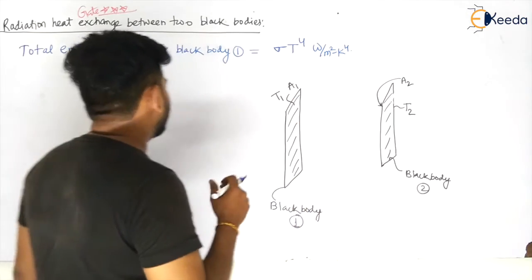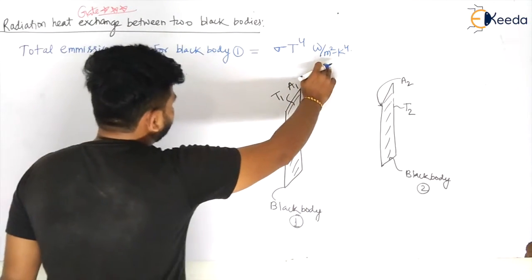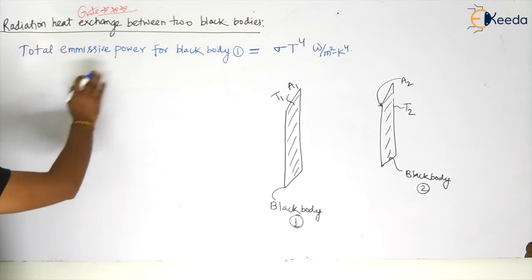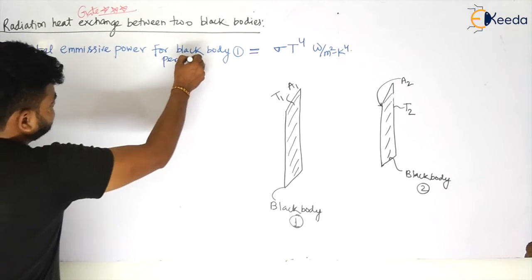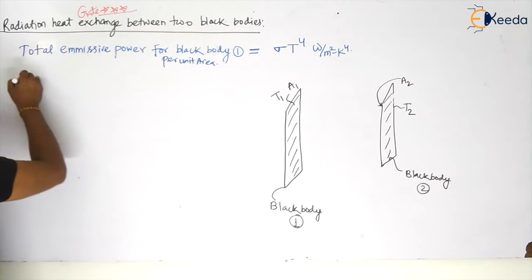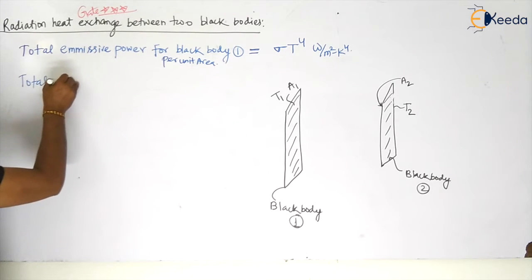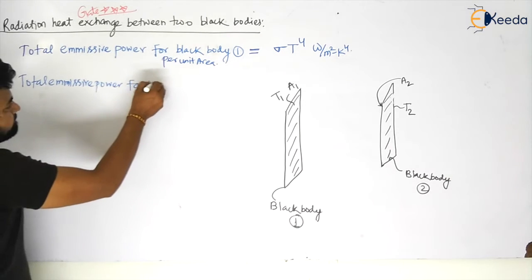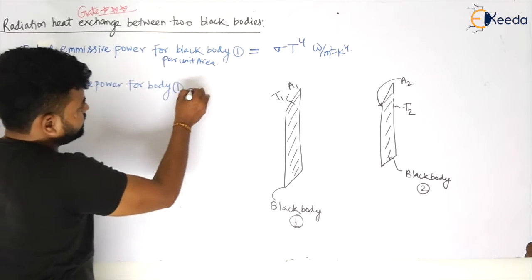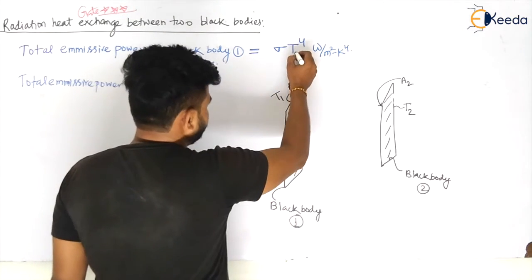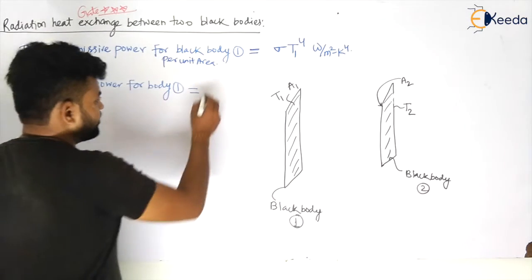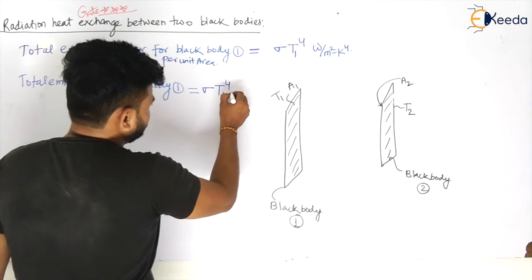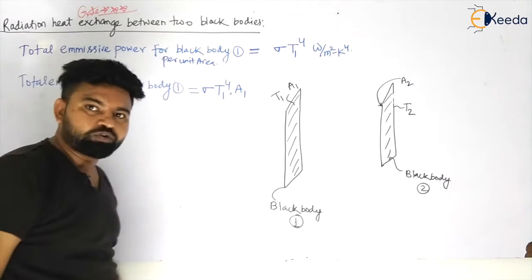Okay, now what will be the total emissive power? This will be per unit area we are taking. Now let us see. So what will be the total emissive power? That is for per unit area, so you should take per unit area. So the total emissive power for body 1, as you are talking about body 1, let us take T1 to the power 4. So if I take the total power, this will be sigma T1 to the power 4 multiplied by A1, my dear students.